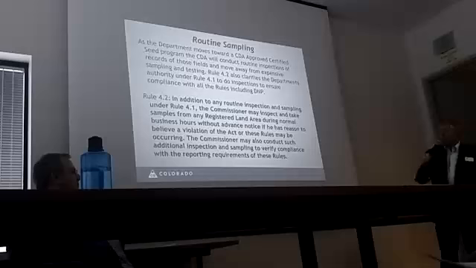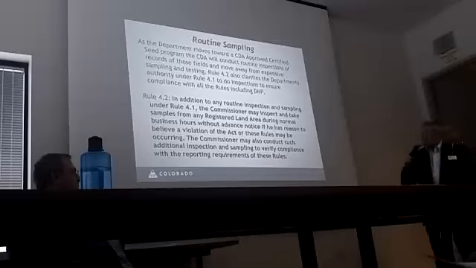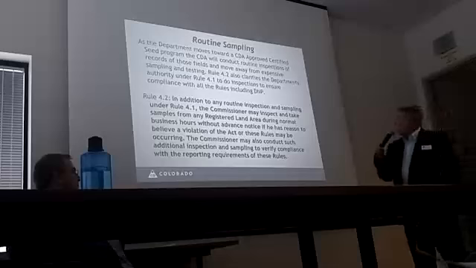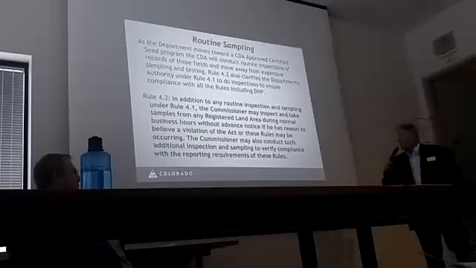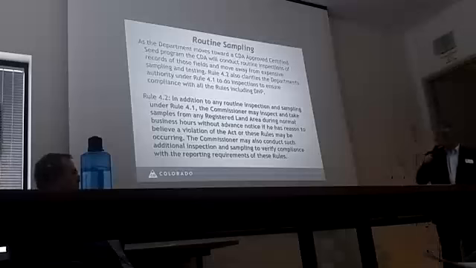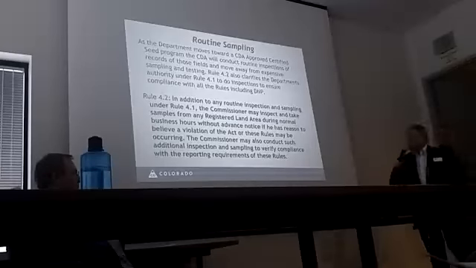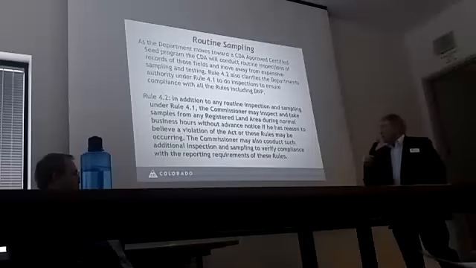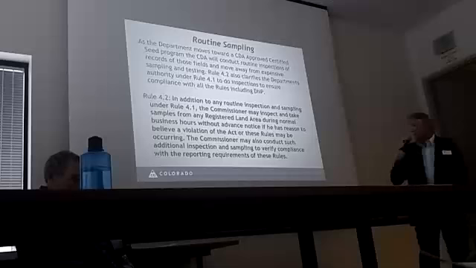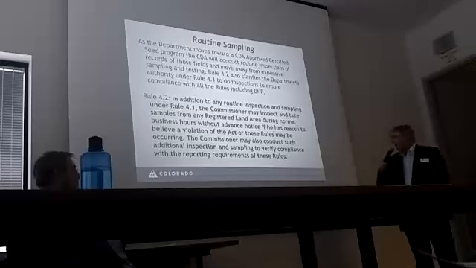So this one's longer, 4.2. In addition to any routine inspections and sampling under Rule 4.1, the commissioner may inspect and take samples from any registered land area during normal business hours without advance notice if he has reason to believe a violation of the Act or these rules may be occurring. The commissioner may also conduct such additional inspection and sampling to verify compliance with the reporting requirements of these rules.